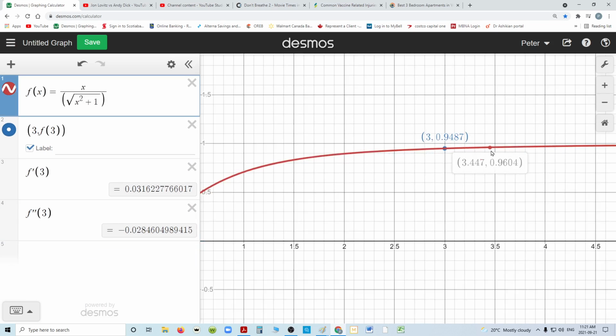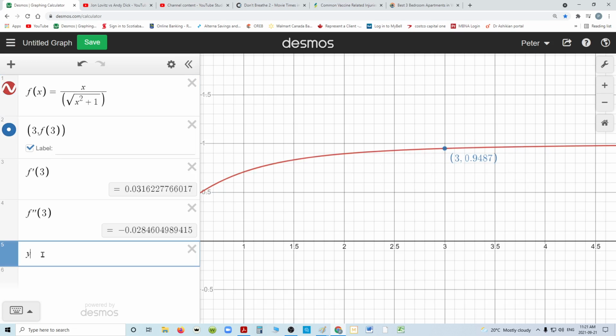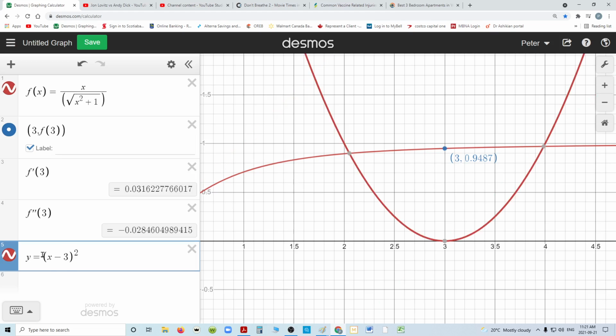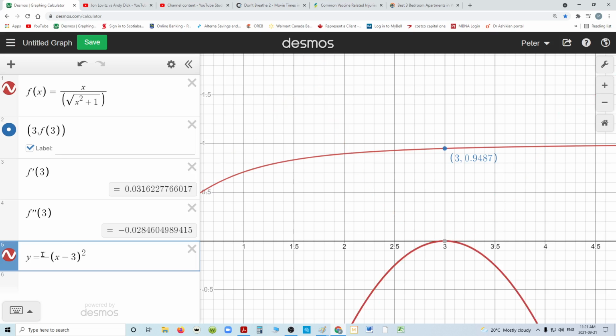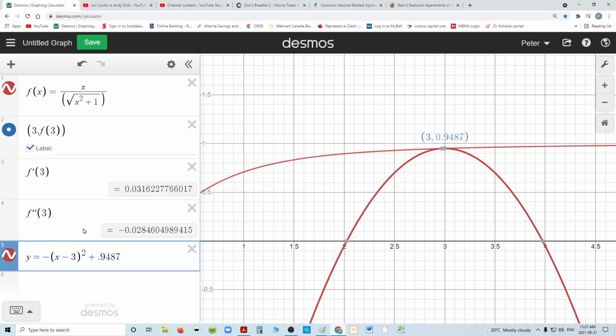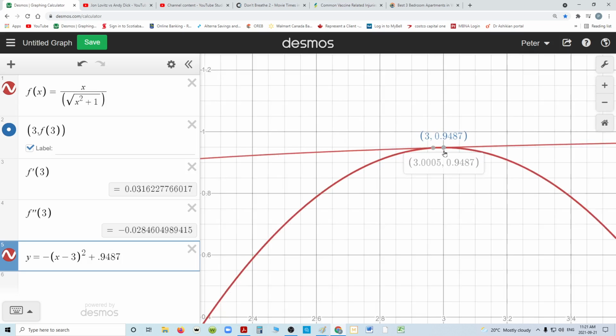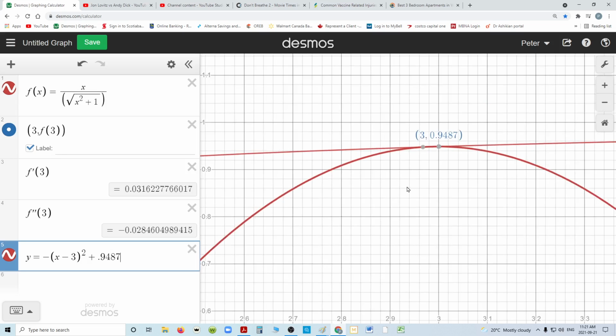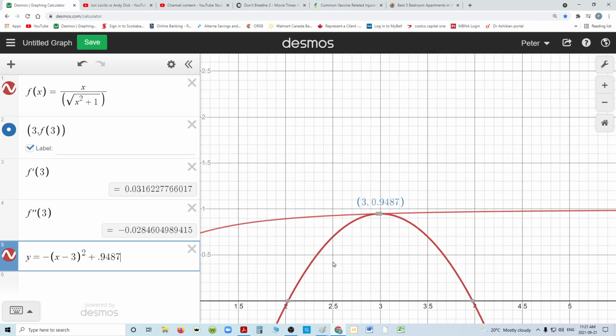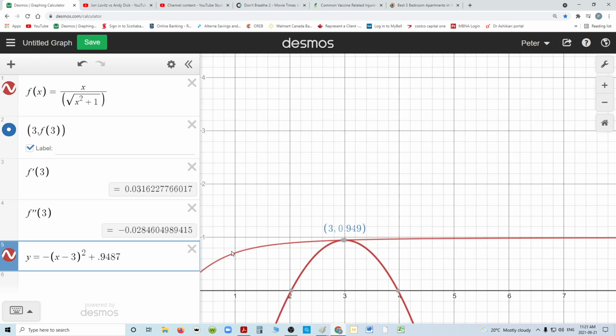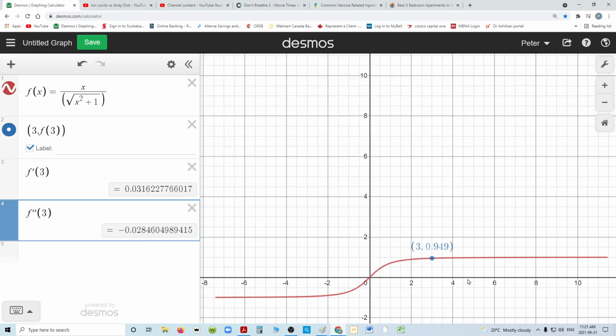It's on the way up. So this whole thing is concave down. If I were to put it in like a parabola, I would get negative x minus 3 squared plus 0.9487. So you can see that dot is on the way up of that parabola, which is concave down. And I'm just putting it there to illustrate why the double derivative was negative. And the graph is exactly as predicted.